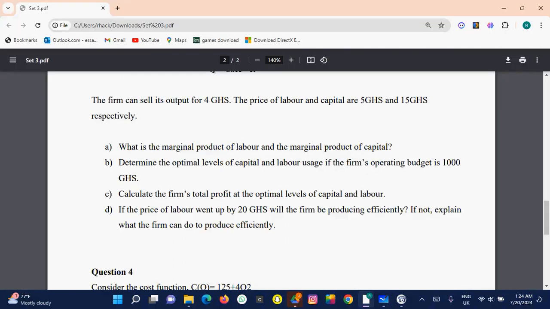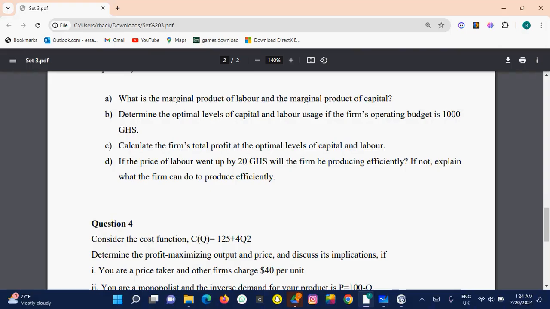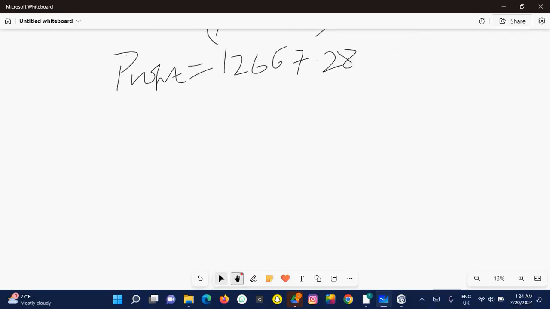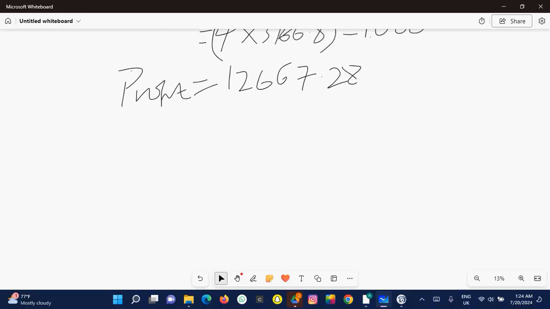And then now the D part is if the price of labor went up by 20, would the firm be producing efficiently? If not, explain what the firm can do to produce efficiently. So basically, if I don't want to teach the Lagrange. If I'll be teaching the Lagrange, then I shouldn't, because it is taking all the time.